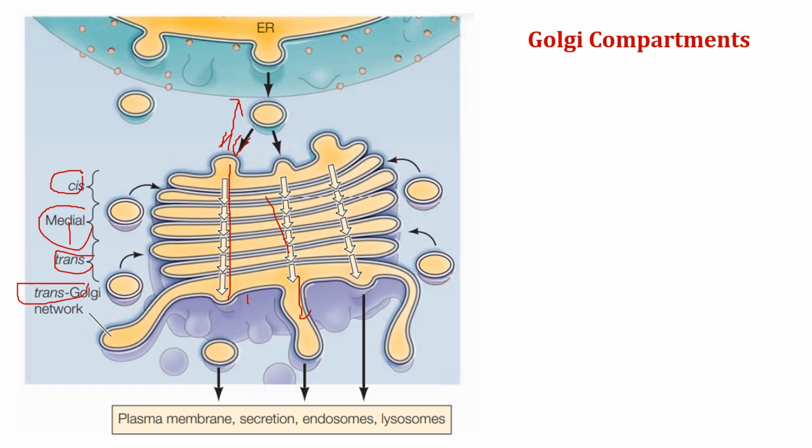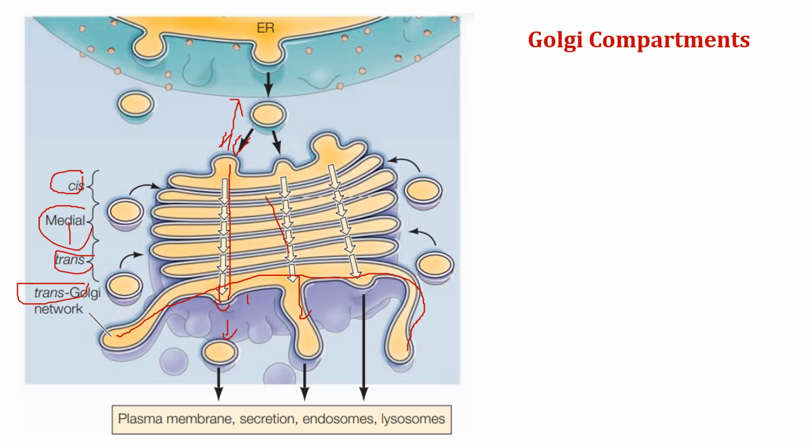Here is the trans Golgi network, this entire part, which acts as the sorting and distributing center, directing molecular traffic to endosomes. If the proteins are going to the endosome, lysosome, or plasma membrane, that is the directed trafficking of molecules.